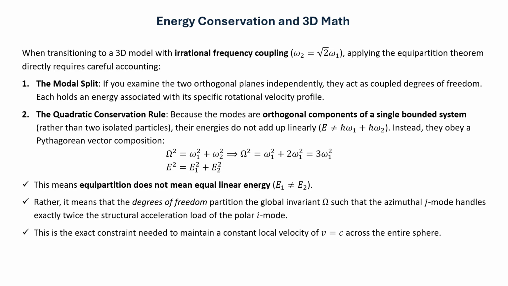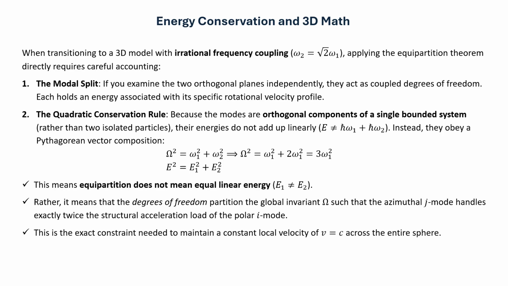But here, in addition, we have a modal split. We're examining 2 orthogonal planes of oscillation together. They act as coupled degrees of freedom, and each holds an energy associated with its specific rotational velocity profile. We get what I call a quadratic conservation rule, because the modes are orthogonal components of a single bounded system rather than 2 isolated particles. Their energies do not add up linearly.